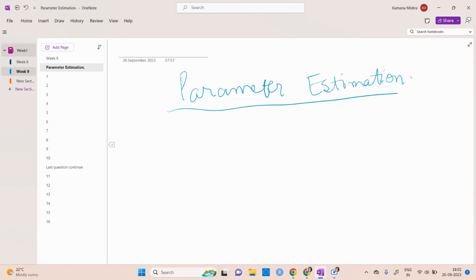So firstly we will say what are the kinds of parameters. If there is any random variable which follows some distribution, then let's say x follows normal distribution. So mu and sigma square, these are the parameters of that distribution which x follows. So to find those parameters we have some techniques.